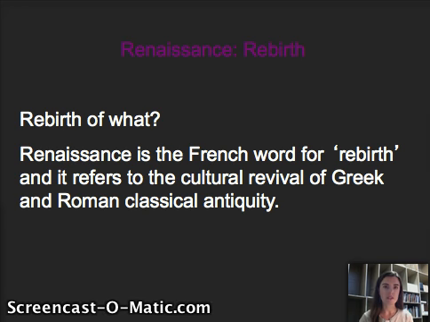First off, the term Renaissance means rebirth. It's a French word for rebirth, and it refers to a cultural revival of Greek and Roman classical antiquity, so ancient Greece and ancient Rome, a new appreciation for that style, but also for the literature and stories from that period. The Renaissance remains very firmly Christian for the most part in Europe, but is demonstrating a renewed appreciation for those cultures.